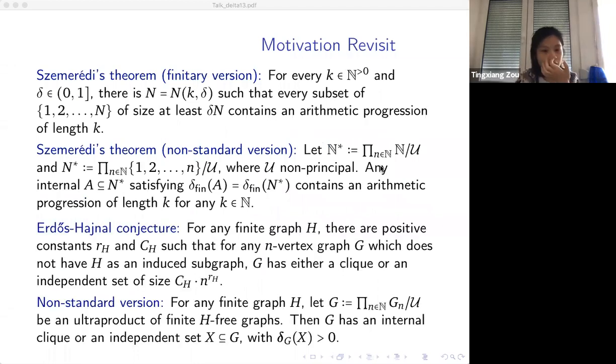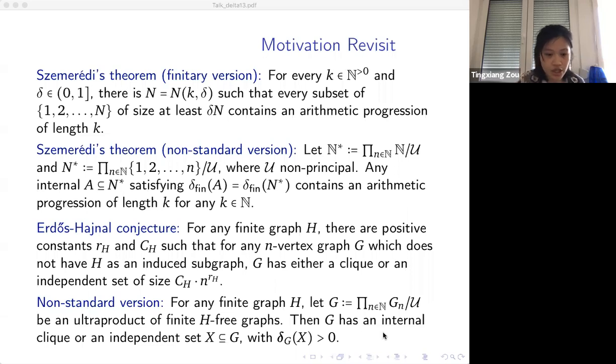And then the Erdős–Hajnal conjecture is: if you still remember the statement, you fix a finite graph H, and then any graph that is H-free contains a clique or independent set of size this. And the equivalent non-standard version is: still fix this finite graph H, and then you take the ultraproduct of finite H-free graphs. So each component Gn is H-free, so it doesn't contain H as an induced subgraph.